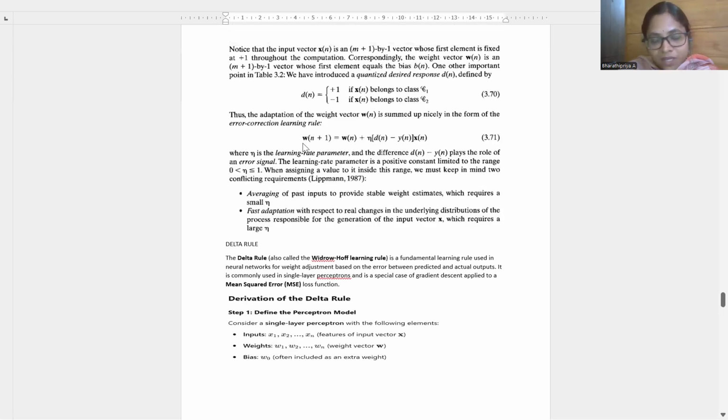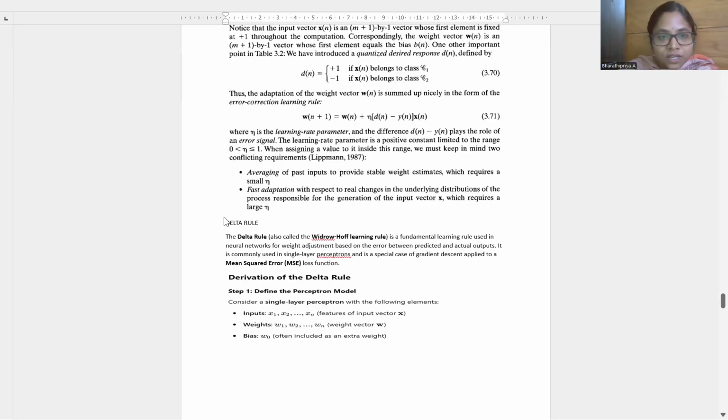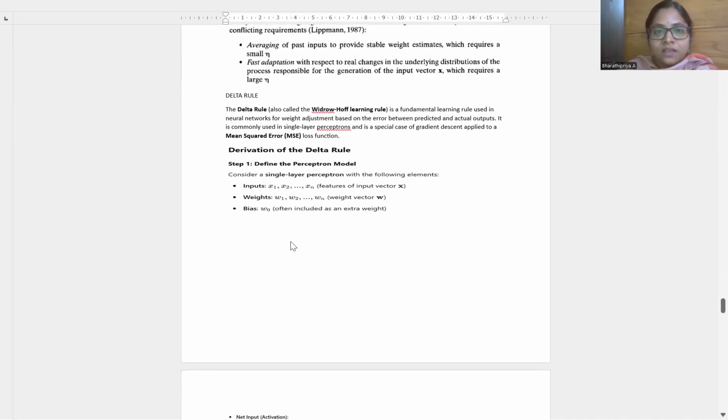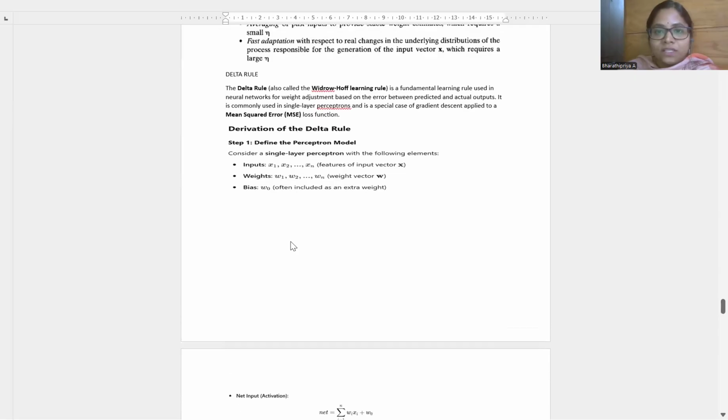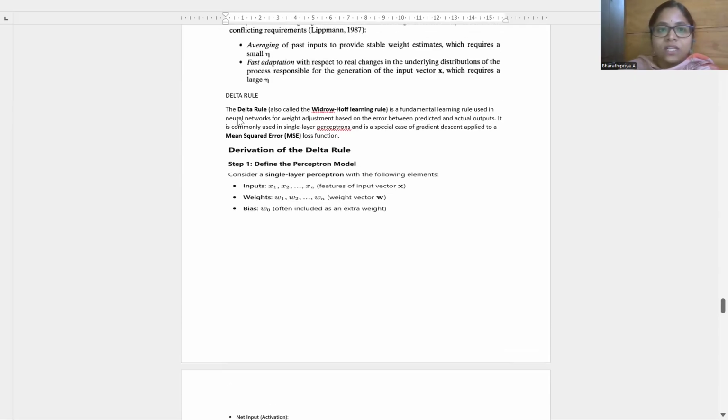So this will simply mention how fast the particular network will converge. The next one is the delta rule. The delta rule is also called the Widrow-Hoff learning rule. It is a fundamental learning rule used in neural networks for weight adjustment based on the error between the predicted and actual output. It is commonly used in the single layer perceptron, and it is a special case of gradient descent applied to the mean square error loss function.